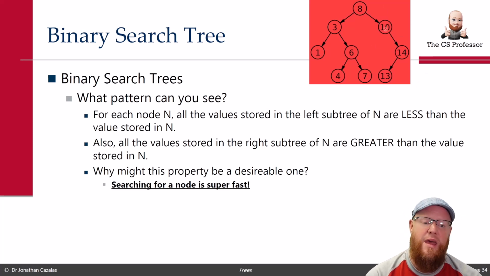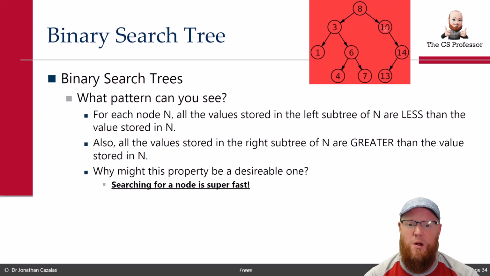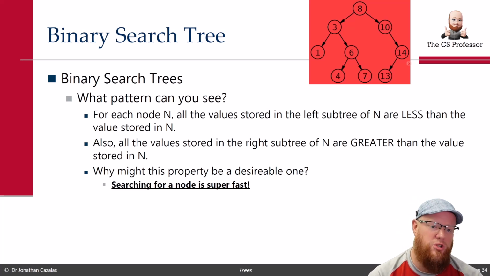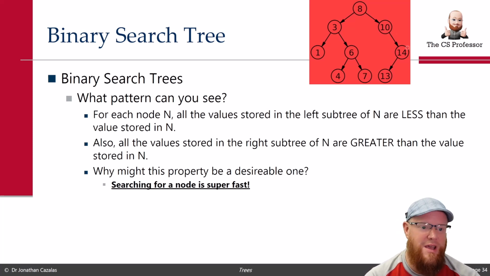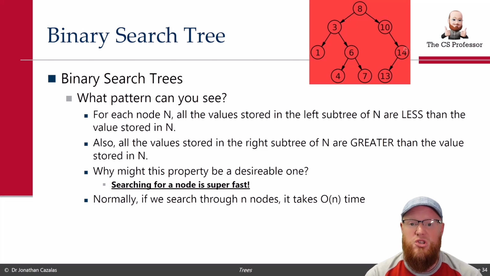And we come to 10. Hey, 10, are you 14? No. Is 14 smaller than you? No, it's bigger. Cool. So we go to the right of 10 and we say, hey, are you 14? Yes, I'm 14. Well, check that out. Now searching for a node is super fast.